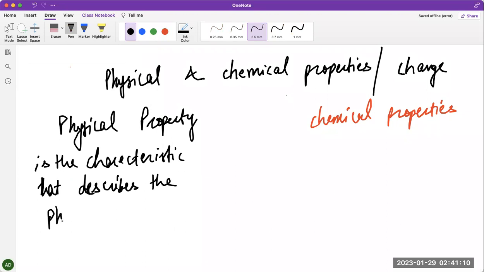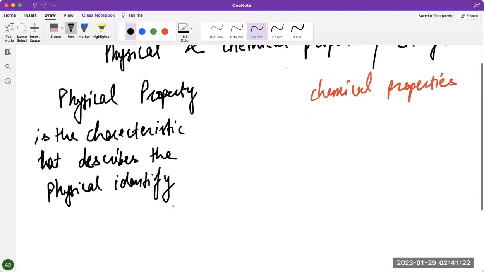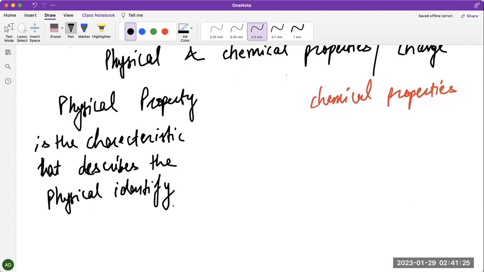the physical identity. So how does something appear? If something is orange in color, if something looks solid, liquid or gaseous, things like that will be the physical characteristic. On the other hand, the chemical property will be the characteristic which describes the chemical identity. Here we're dealing with the chemical identity, which will tell me what is inside that substance.